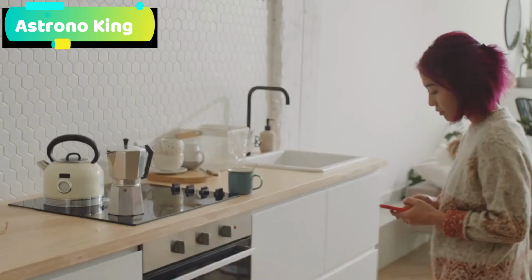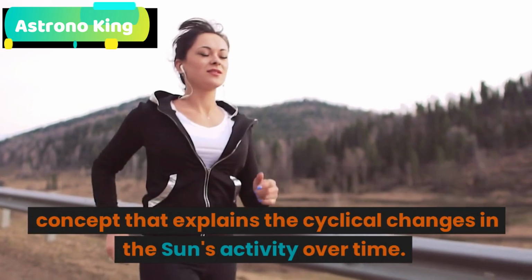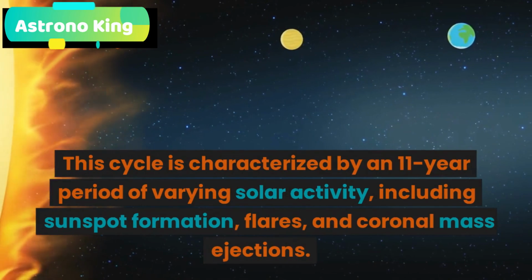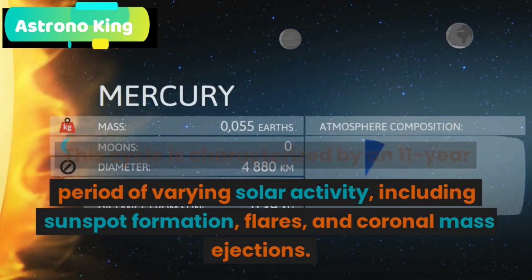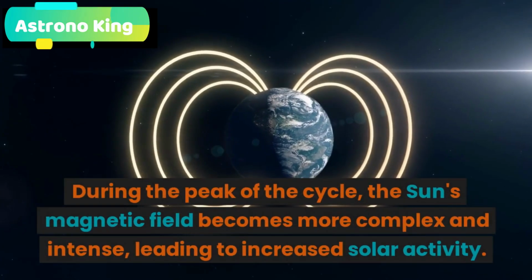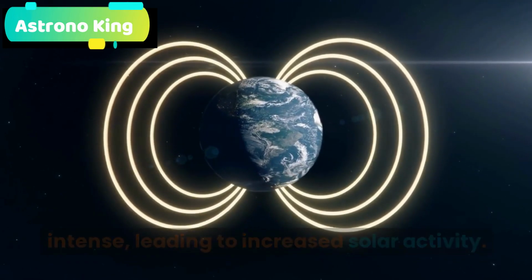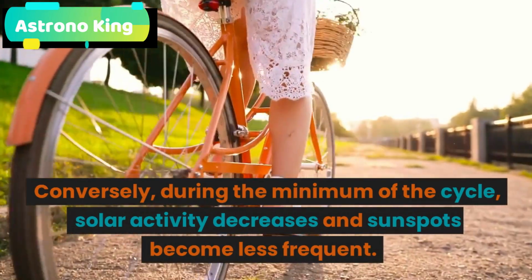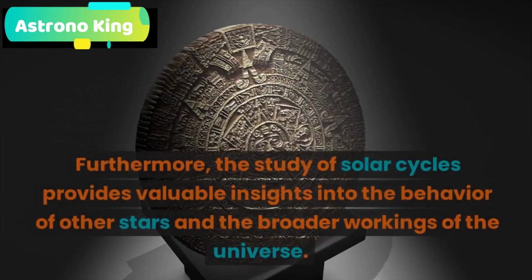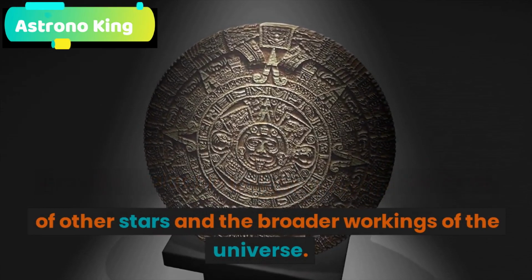Solar cycle theory. The solar cycle theory is an important concept that explains the cyclical changes in the Sun's activity over time. This cycle is characterized by an 11-year period of varying solar activity, including sunspot formation, flares, and coronal mass ejections. During the peak of the cycle, the Sun's magnetic field becomes more complex and intense, leading to increased solar activity. Conversely, during the minimum of the cycle, solar activity decreases and sunspots become less frequent. Furthermore, the study of solar cycles provides valuable insights into the behavior of other stars and the broader workings of the universe.